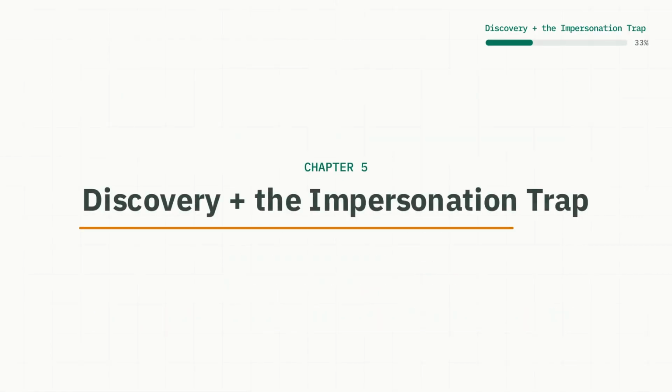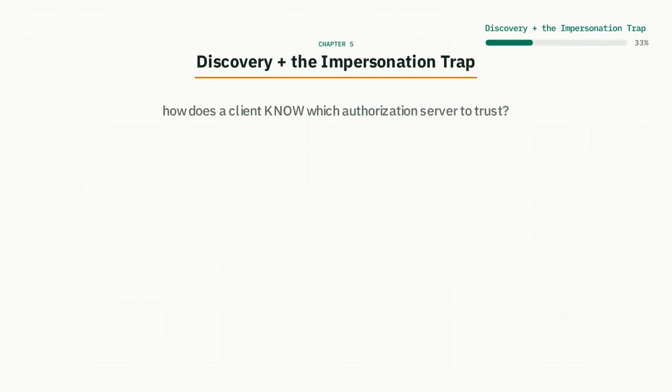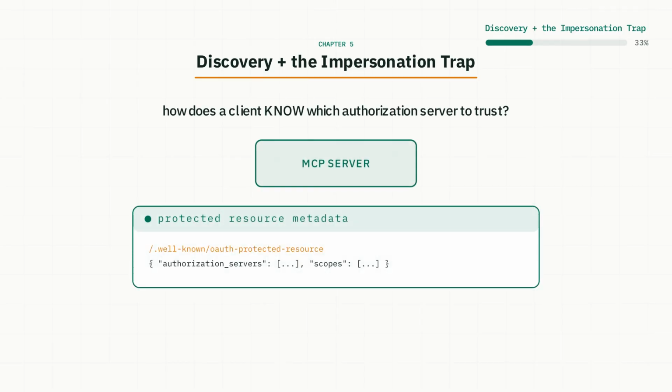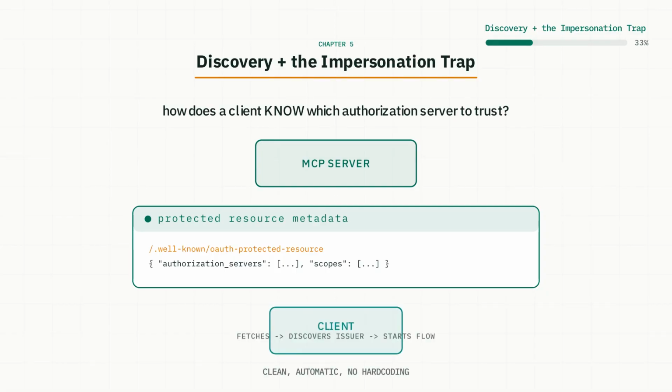Chapter 5, Discovery. How does a client even know which authorization server to talk to? The current specs answer. The MCP server publishes a protected resource metadata document at a well-known address, advertising, among other things, where its authorization server lives. The client fetches it, discovers the issuer, and starts the flow with the legitimate authority. Clean, automatic, no hard coding.